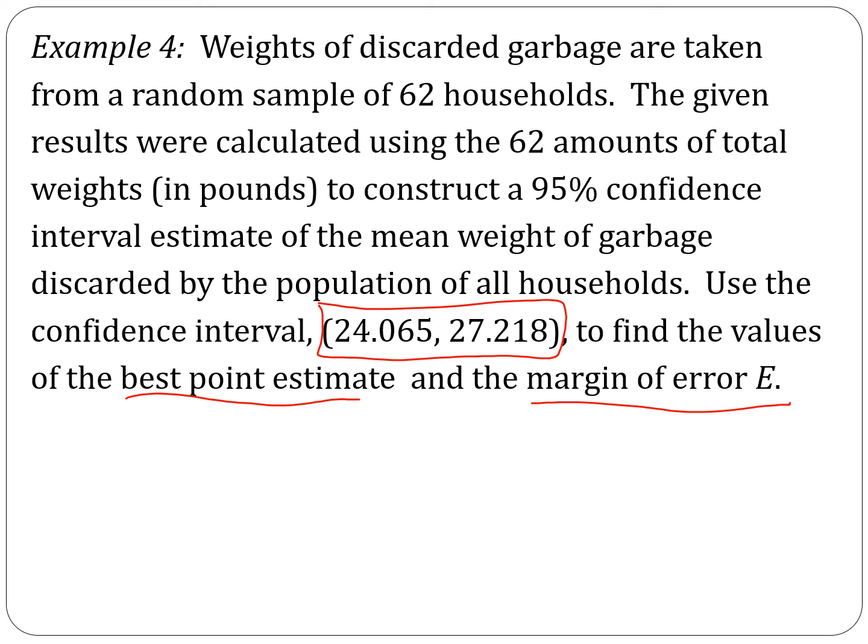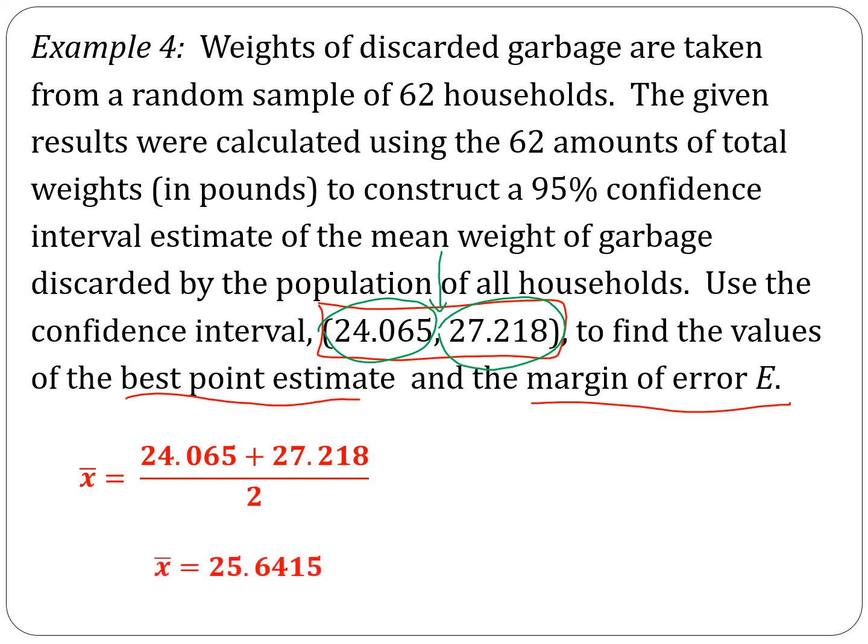So the point estimate to start is exactly in the middle of these two numbers. If we find the midpoint of these two numbers, we find the point estimate used to create that confidence interval. In other words, we find the result of whatever our sample was. So we just take those two numbers, add them together, cut it in half, and we find that they took a sample, and the result of that sample was a mean of 25.6415.